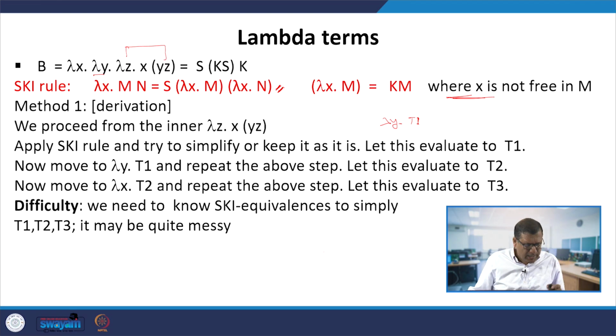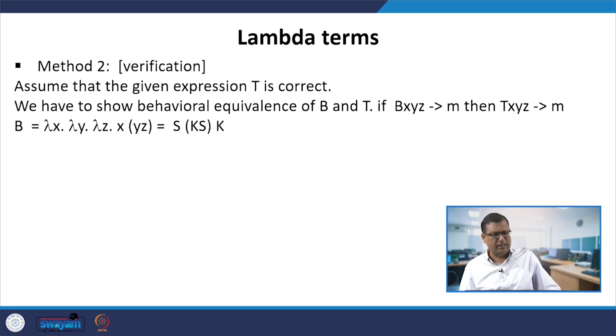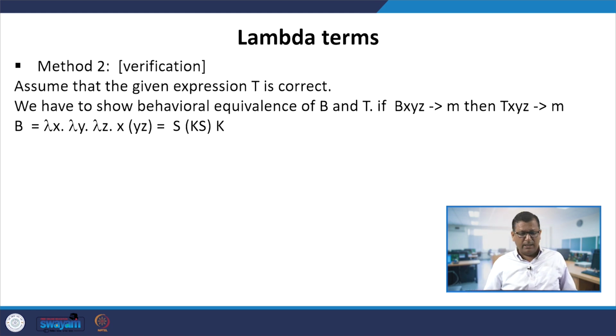The other way of solving this problem is to assume that the given expression is correct. If it is indeed so, then our technique is to show behavioral equivalence of two terms: one is the given expression B and the other is T, an SKI term. So we apply the parameters to these two. B x y z reduces to M, then T x y z should also reduce to M.